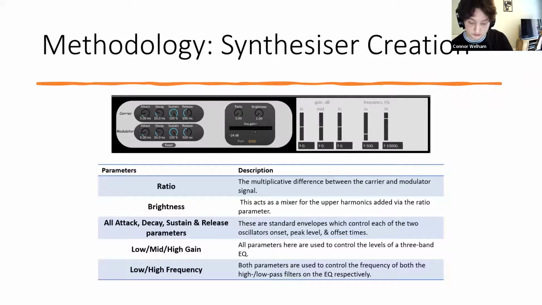So first of all, this is what the synthesizer looks like. It was built in Max for Live, and it's fairly standard. It's got 1 carrier, 1 modulator, both sine waves with their own ADSRs, a 3-band EQ to the right, and then a ratio and brightness knob, which I would say is probably where most of the interest comes from in this synthesizer.